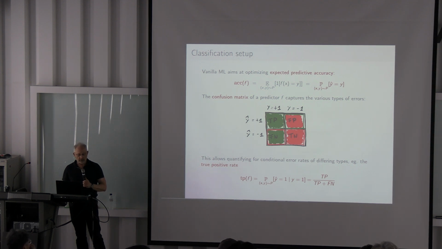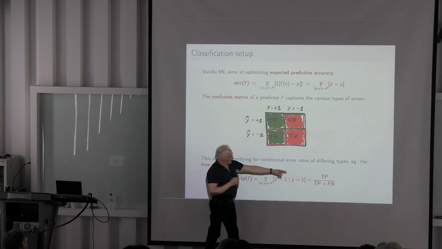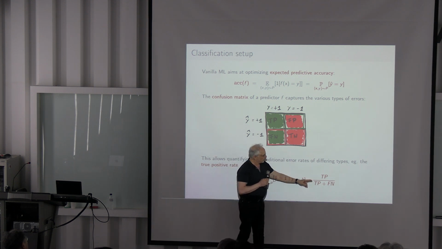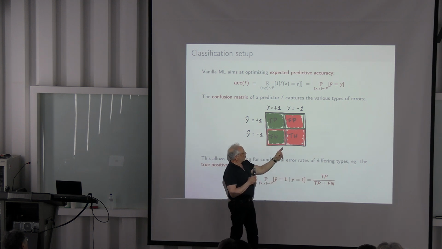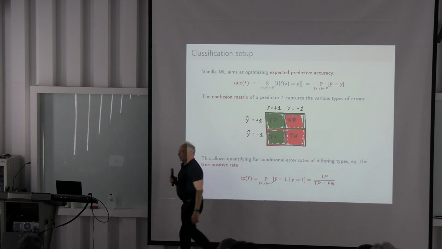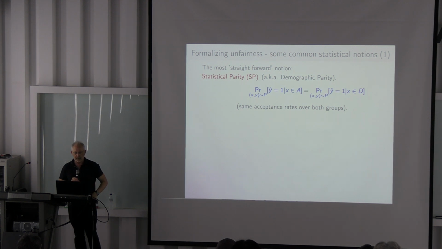So the true positive rate, just to remind you, is the number of true positives divided by the number of true positives plus the false negatives, because false negatives are also positives. So the true positive rate is how many did I predict positive among all those that are really positive. Okay, so that's our basic setup. And now we can try to think about notions of fairness.